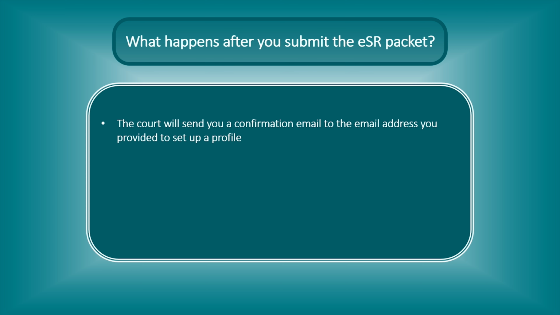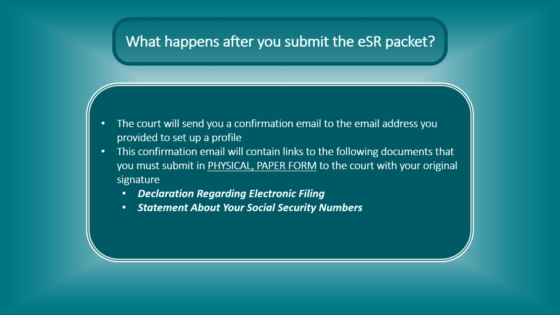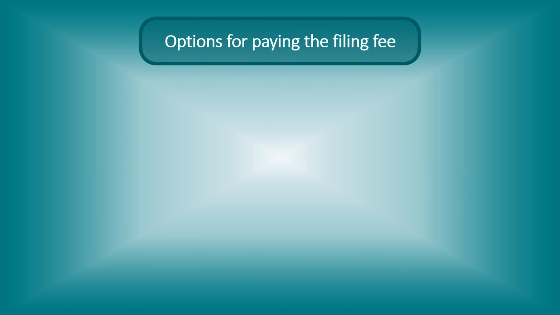This confirmation email will contain links to the following documents that you must submit in physical paper form to the court with your original signature affixed. These documents are the declaration regarding electronic filing, the statement about your Social Security numbers, and the verification of creditor matrix.